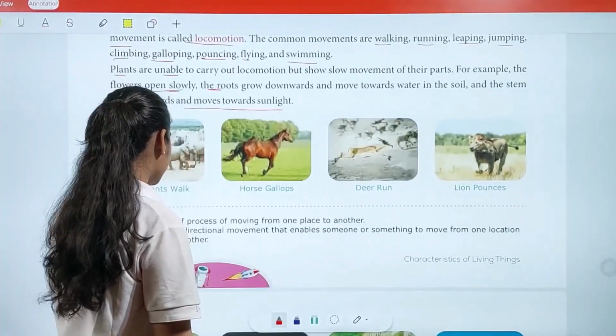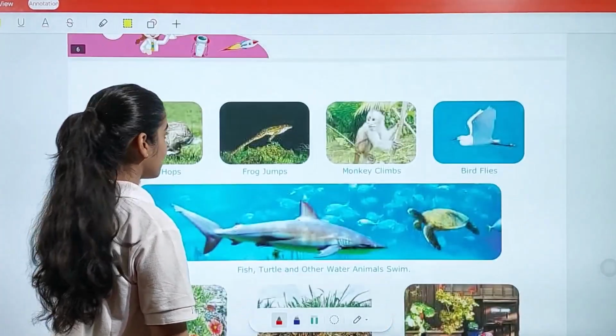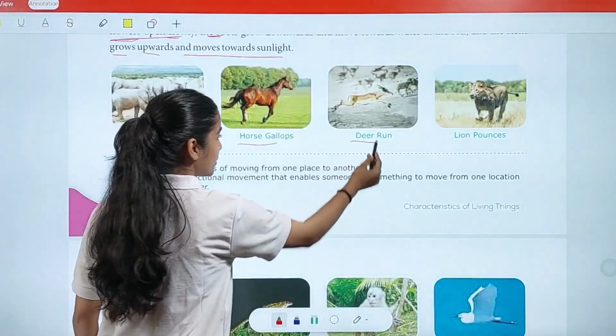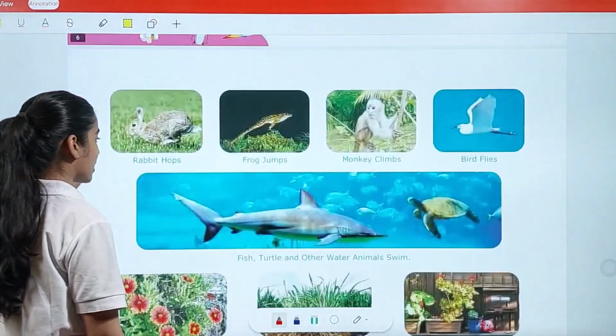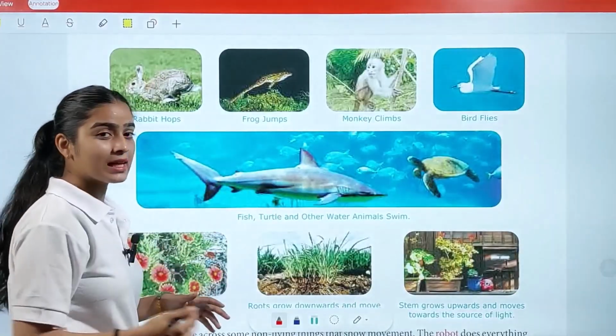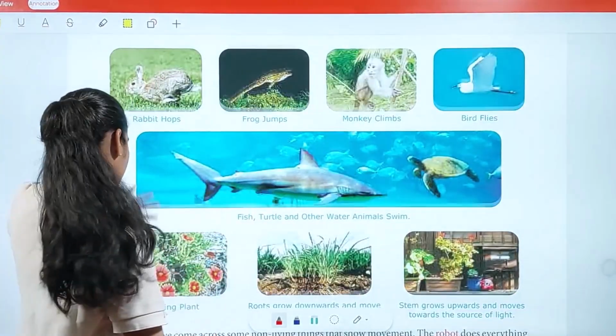Now the next, these are the examples we have: elephants walk, horses gallop, deer run, lions pounce, rabbits hop, frogs jump, monkeys climb. So these are the movement examples we have for living things.